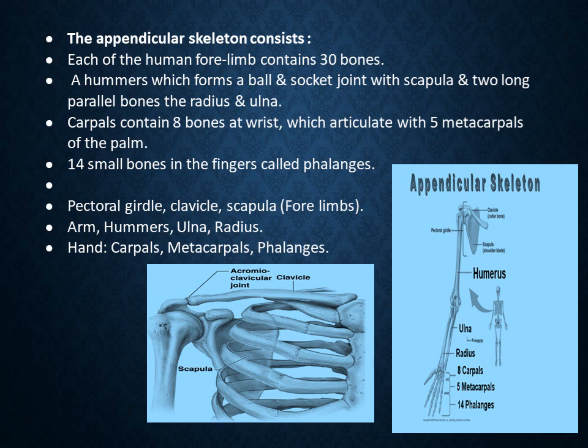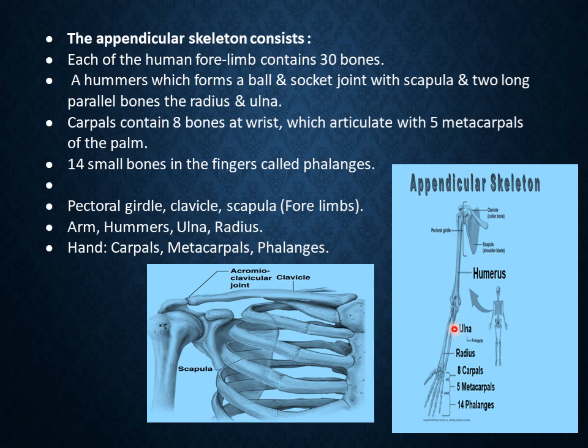Pectoral girdle: clavicle and scapula, they are present in the forelimbs. Now let's understand with the help of this figure. This is a forelimb structure. That region is known as the clavicle, that part is known as the scapula, and that part is the humerus.